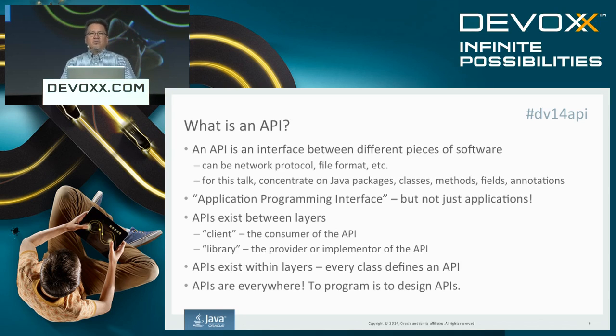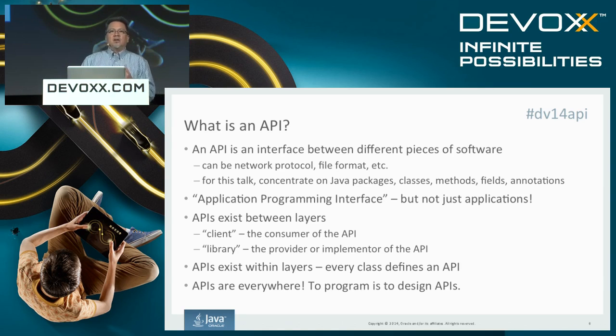Now, API stands for Application Programming Interface, and that's a bit of a misnomer because it's not always about applications. I think that was its original sense, between an application and the system. But really, most software today has many, many layers, and so APIs exist between all of those layers.